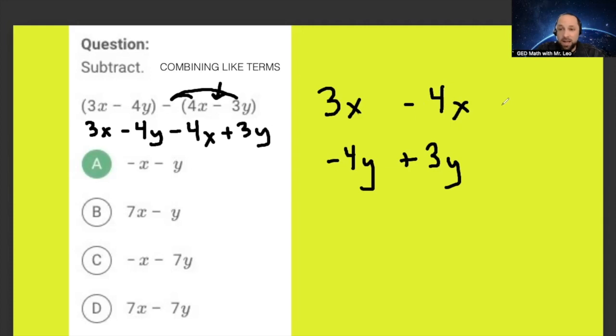3x take away 4x. Those have different signs. We're going to subtract to find the difference. Keep the sign of the larger number. 4 take away 3 is 1. Keep the sign of the larger. That's negative 1x. All right.